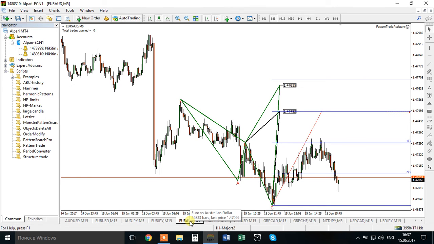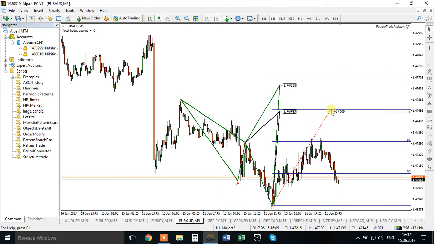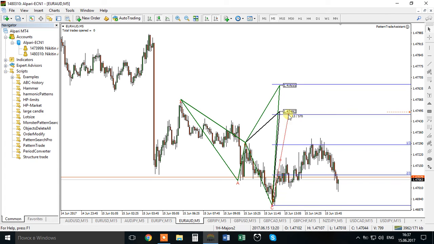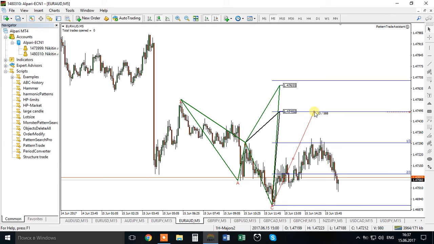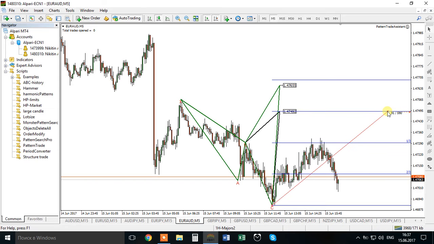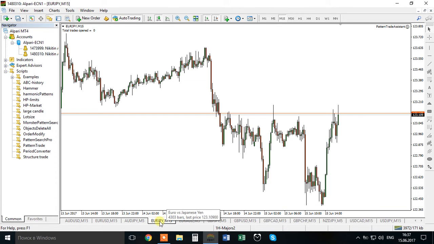What else? When you stretch your Fibonacci like this, you stretch it to the entry level, and price should go higher. You should not stretch them this way, otherwise you won't have any trades modified. It won't be able to modify your trades.